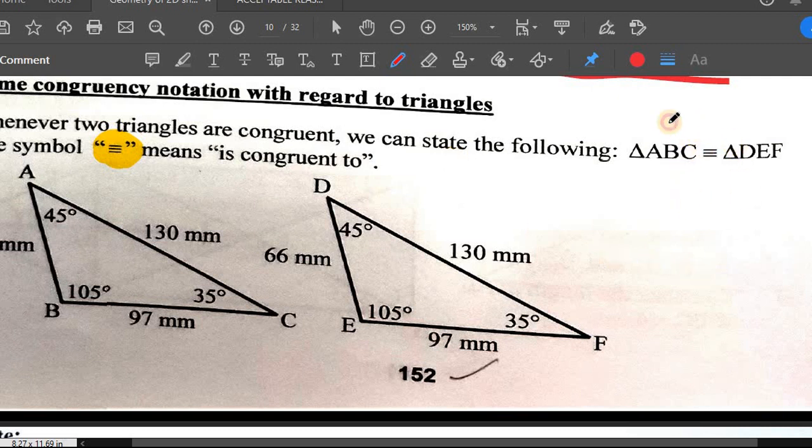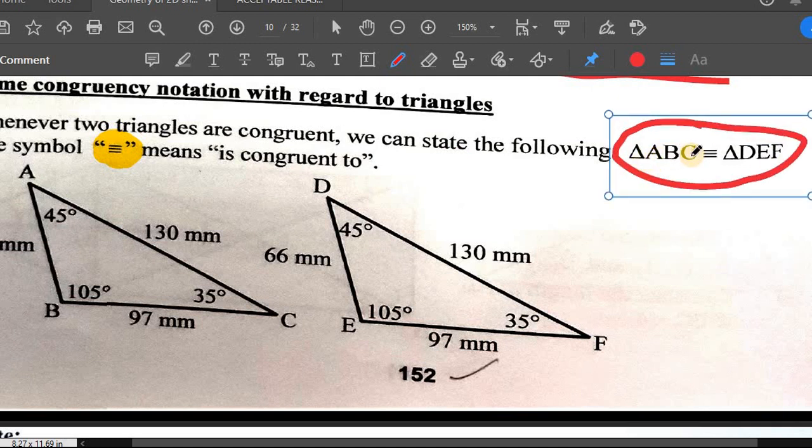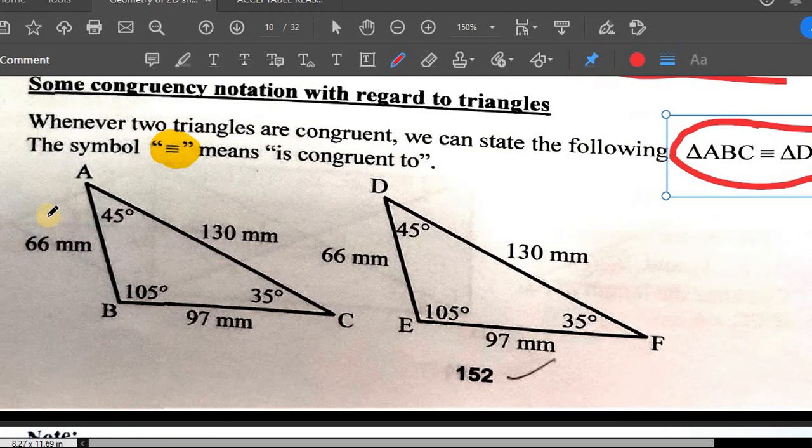Then we're gonna say something like this. Triangle ABC, this is how you read it out in words. Triangle ABC is congruent to triangle DEF. This triangle's name is ABC. That's how it's named, right? This is DEF. Now, there's two ways of naming this.